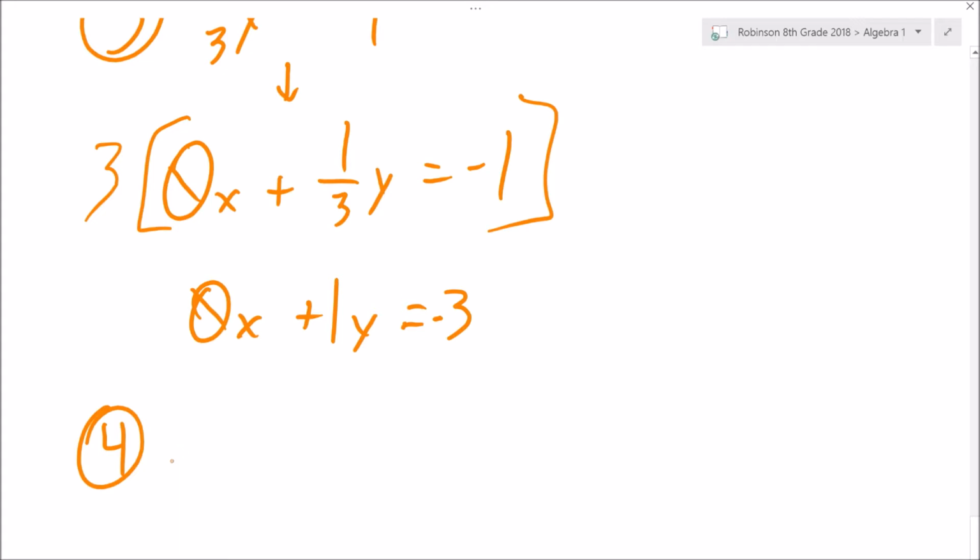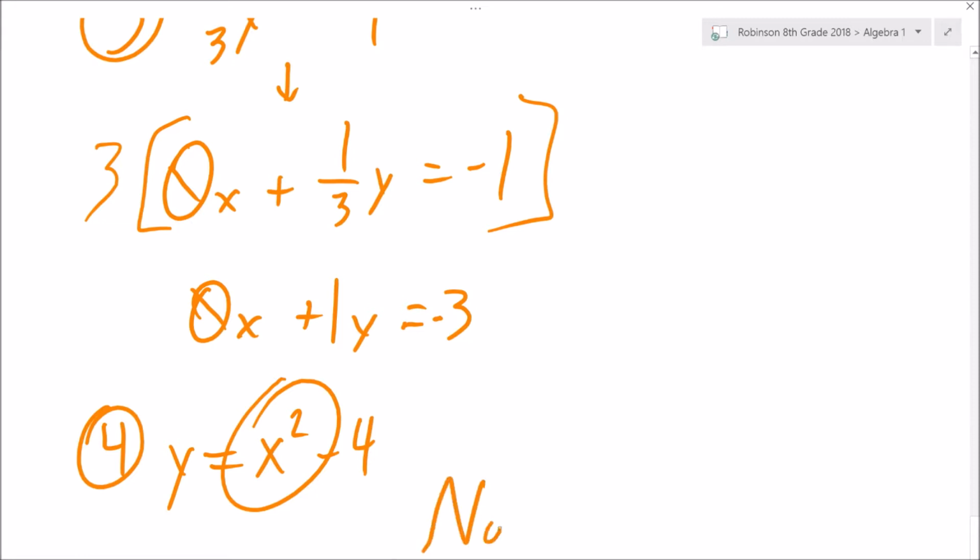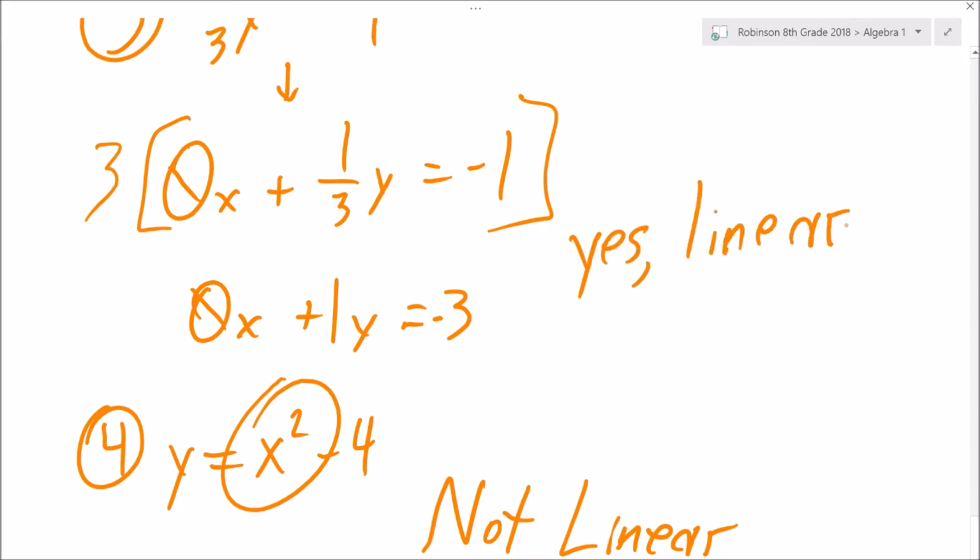Another one. y equals x squared minus 4. If I look at this, I see an exponent with the x, so this is not linear. This is something that we did talk about last year in honors, that some of us might remember. Especially now that I've brought up that we can't have x in the bottom of a fraction, or we can't have exponents, things like that. Those are things that we did talk about last year, so hopefully it's coming back to some of us.